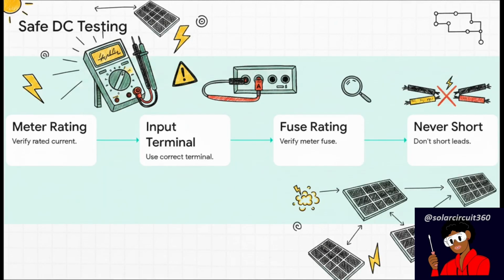And because of these immense risks, you've got to follow strict safety procedures for DC electrical testing. Step 1, always verify your meter is rated for the expected current. Step 2, use the correct current input terminal on your meter. Please, do not try to measure current while you're still in voltage mode. Step 3, verify the meter's internal fuse rating. In step 4, this is absolutely crucial. Never, ever short the panel leads together without the proper test equipment. Disconnecting energized DC circuits improperly creates highly dangerous arcs. When it comes to solar engineering, safety has to be your number 1 priority.